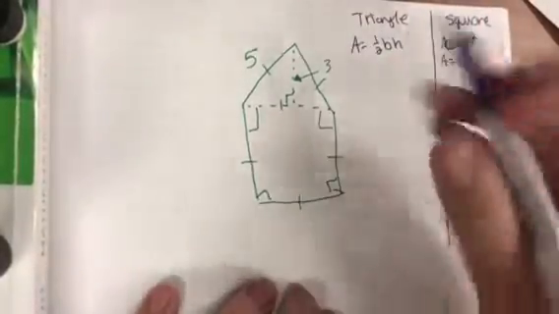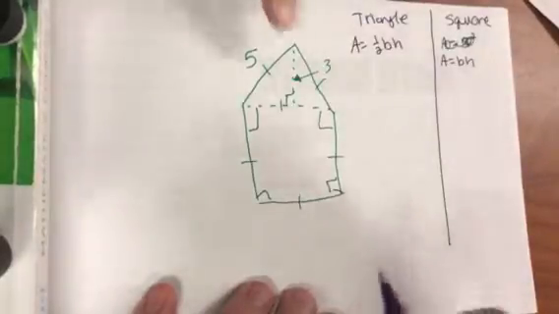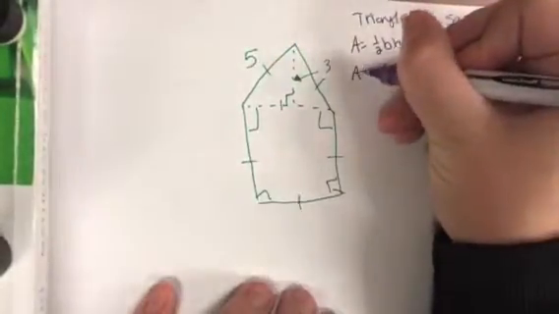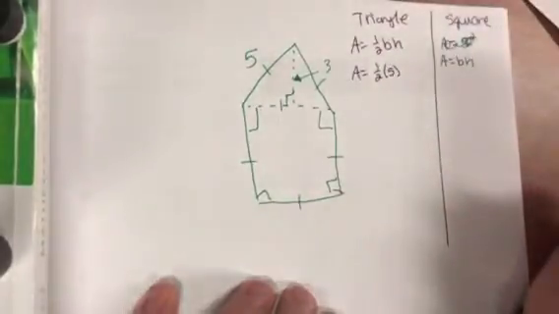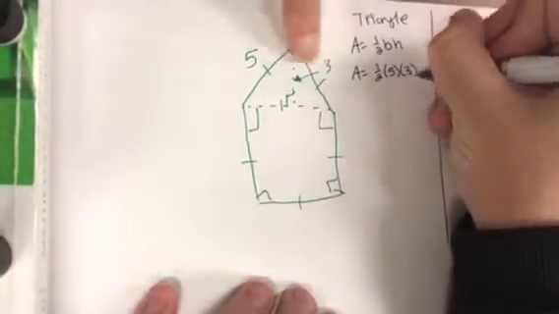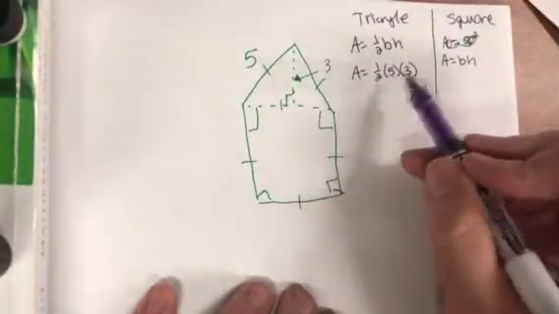So base times height. Now let's look at our triangle. What is the base of our triangle? I think it's 5 because of the tick marks. That's what you taught me a second ago. Yep. So area equals 1/2. My base is 5. What's my height? It is 3. There's my arrow pointing. Perfect. So what is 1/2 times 5 times 3?